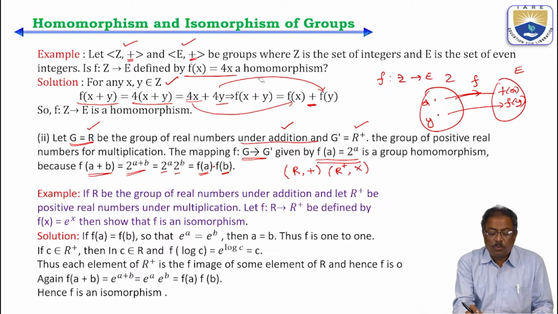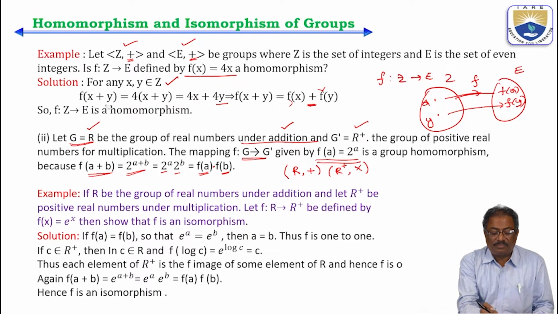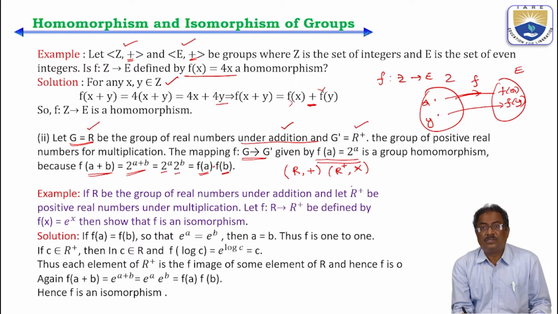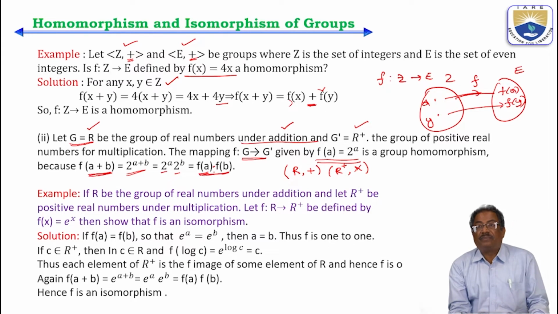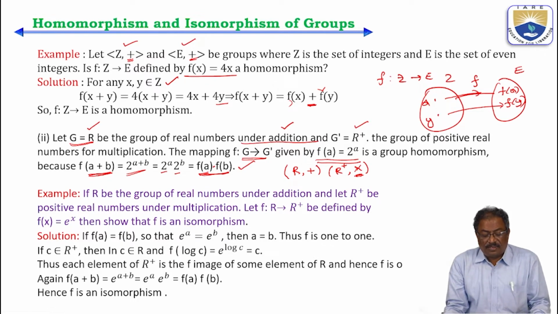Here one is addition and the other is multiplication. So the image here is a multiplication. We are taking f of a plus b, and here we are getting f of a into f of b. The image lies in R plus, so it is a homomorphism. Now let us consider the other example.